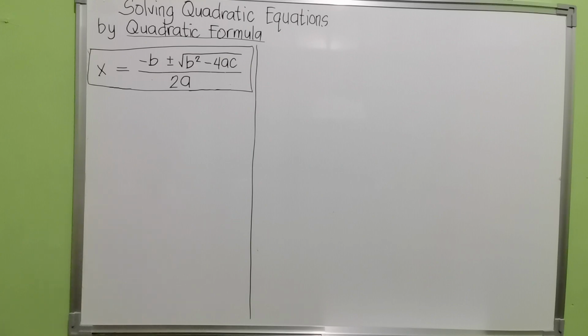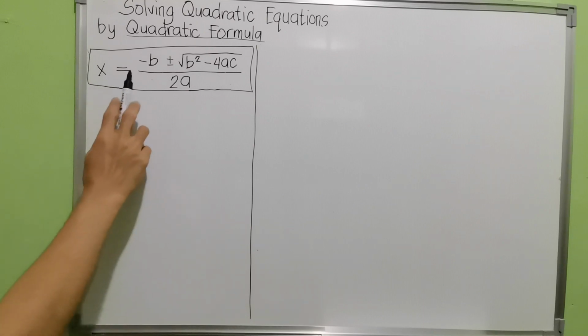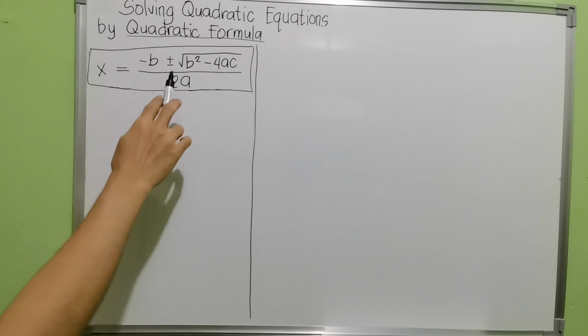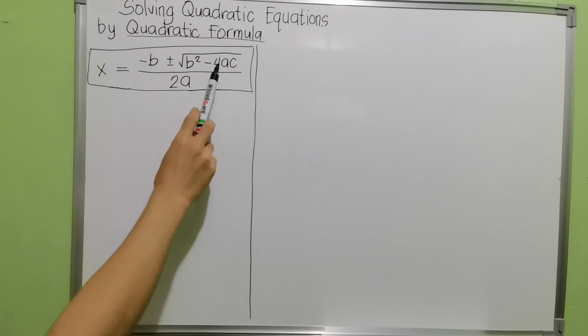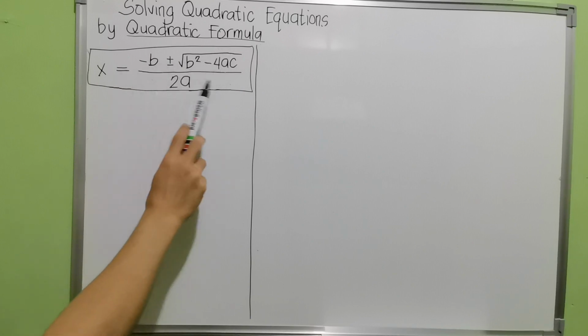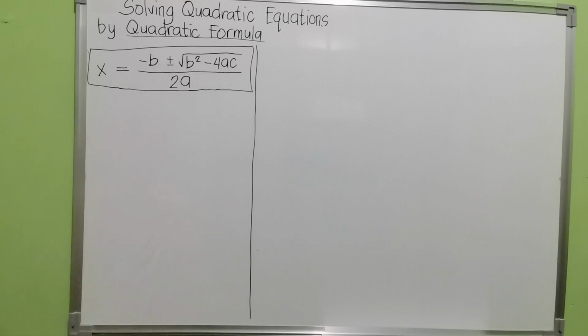Again, if the quadratic equation cannot be solved by the factoring method, we have to use the quadratic formula, which is x equals negative b plus or minus the square root of b squared minus 4 times a times c, all divided by 2 times a. So this is the quadratic formula.